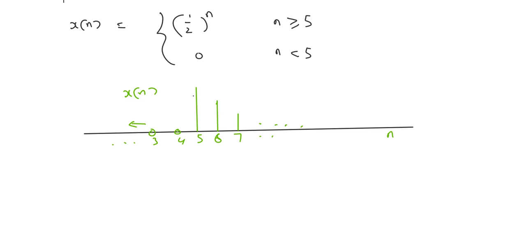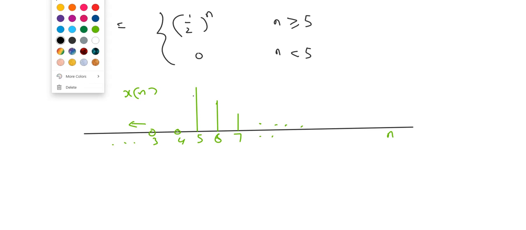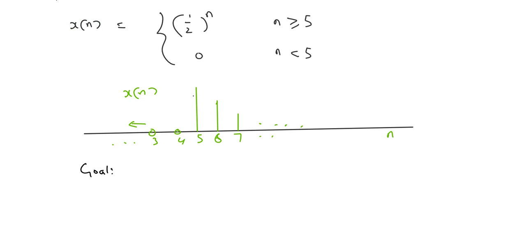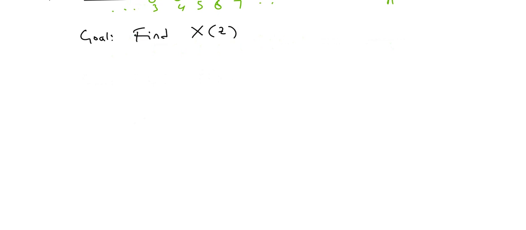Now our goal is to find the Z transform. So given this signal x of n, which is a truncated infinite series, that means it has values only from 5, and then the values keep decreasing, and they go up to infinity, and now we have to find the Z transform. So now let us look at the solution.